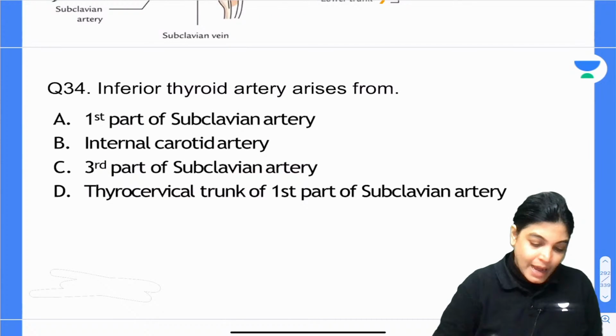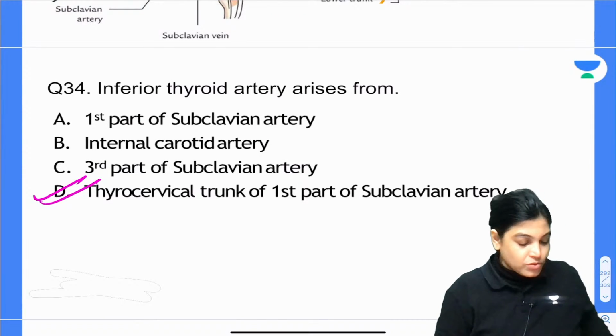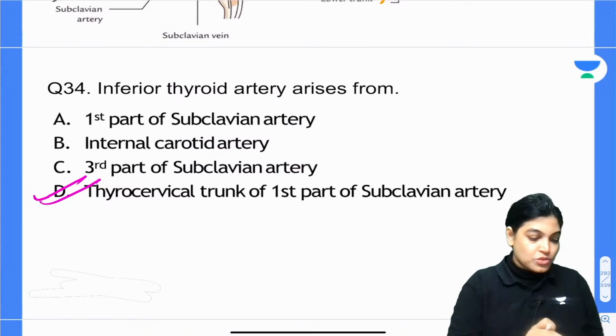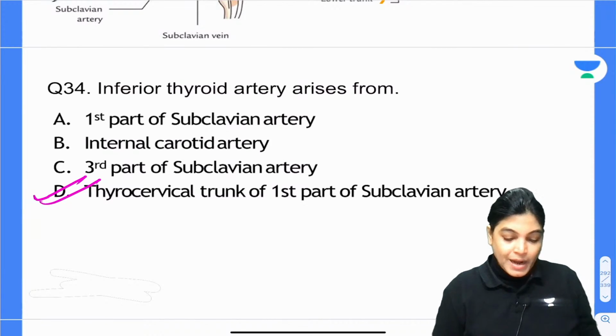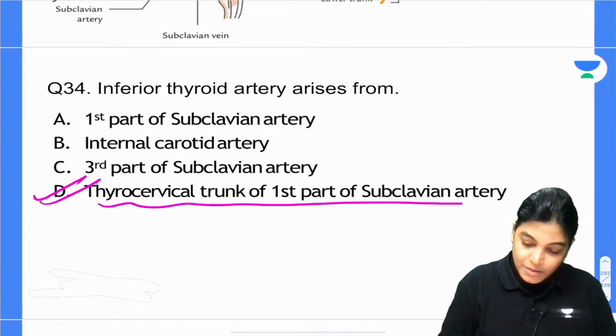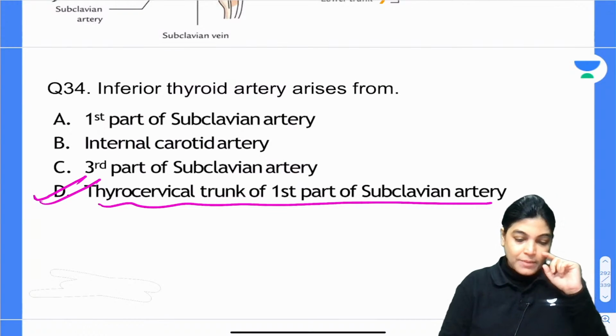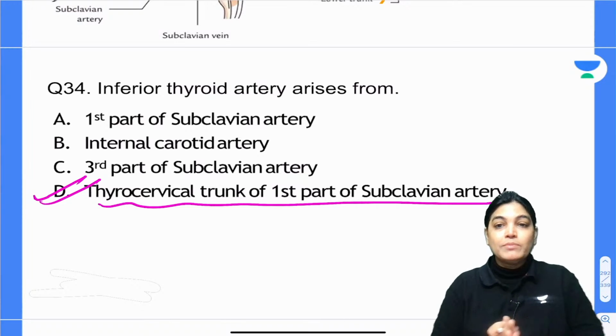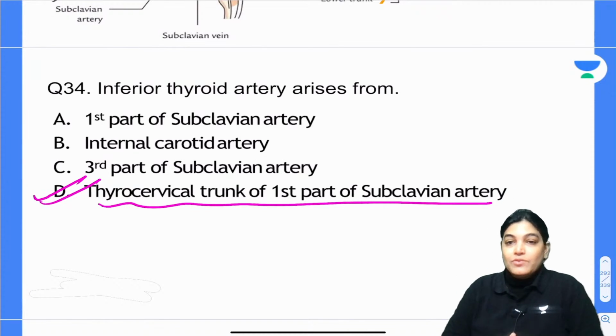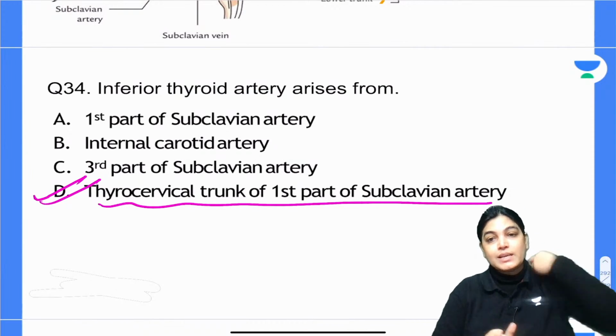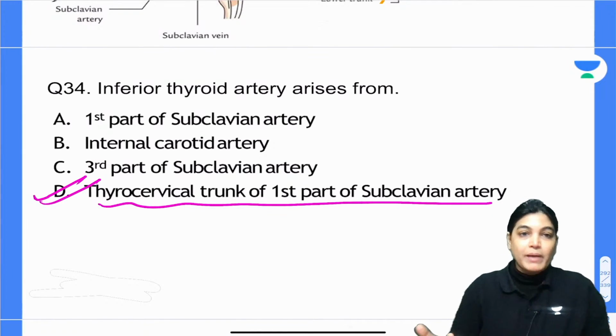Suchitra has given the answer. Absolutely correct, Suchitra. It's a branch from the thyrocervical trunk, which is again a branch from the first part of the subclavian artery. Actually, the first part of subclavian artery is also correct, but if D is given, then we will go with D as the better answer.